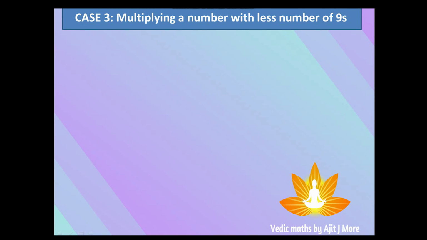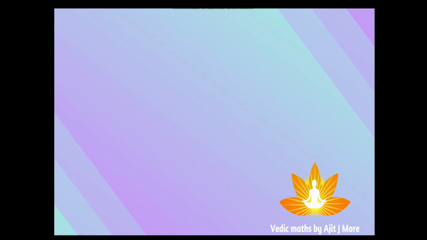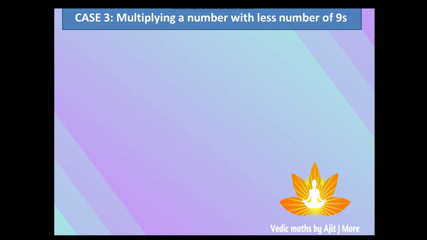Let's discuss now case 3. In case 3, we are going to multiply a number with a lesser number of nines, meaning the multiplicand contains more digits and the number of nines is lesser. In this case, we cannot apply the Nikhilam method. So at this moment, I'm going to tell you just a simplified method of our traditional method which we used to do in school days. But in some subsequent session, I'll tell you some other sutra which we can apply for this case.